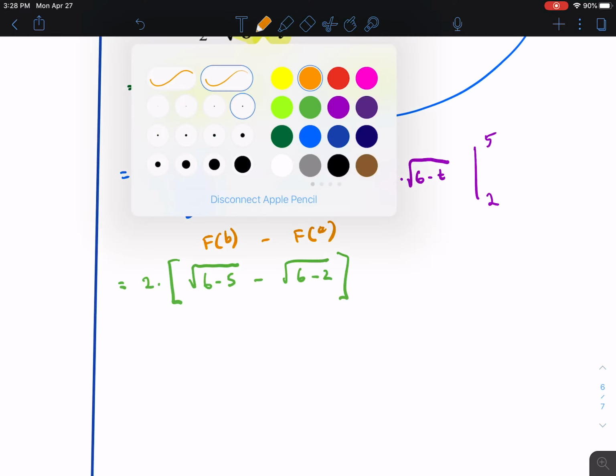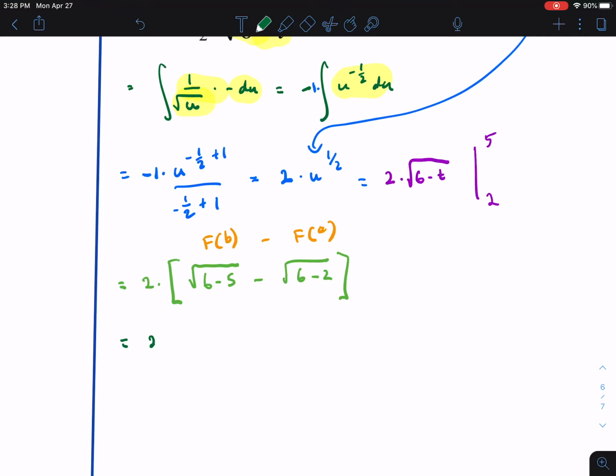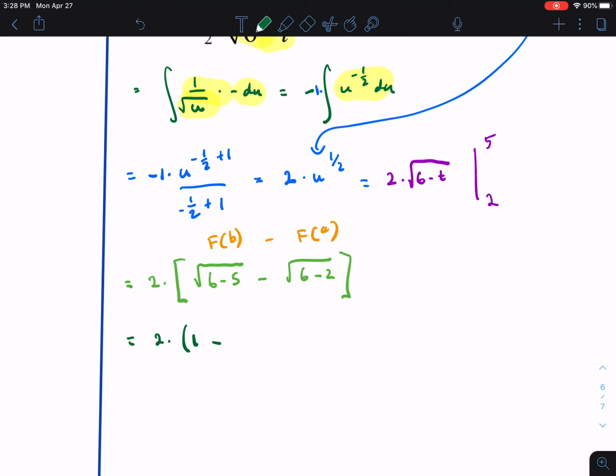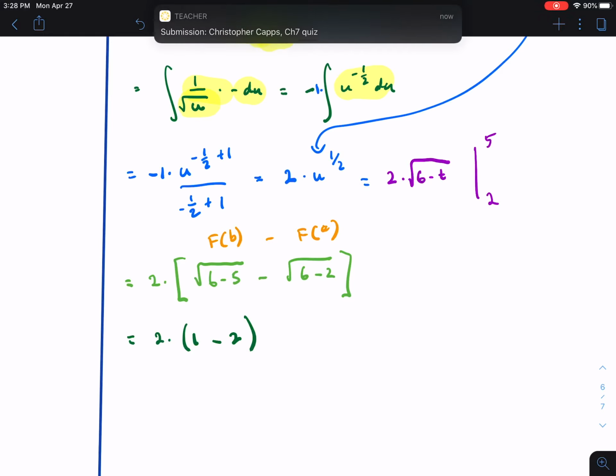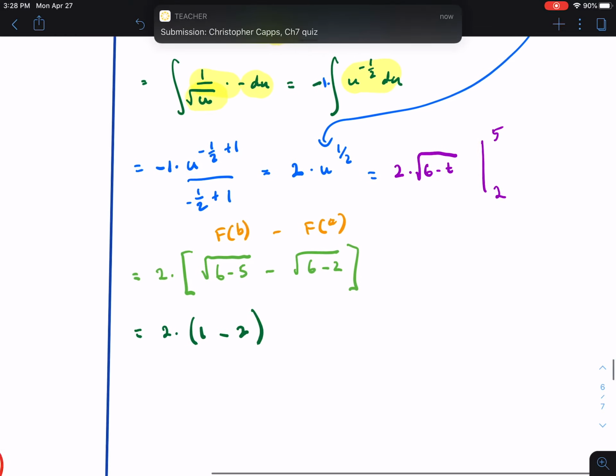So let's go ahead and do that. Okay, so 2 times square root of 6 minus 5, so that's going to be square root of 1, so it's going to be 1. 6 minus 2 is going to be 4, square root of 4 is going to be 2. Okay. And I think I'm making mistakes here. So if I backtrack this correctly, there's a mistake I made. This should be a negative right there.